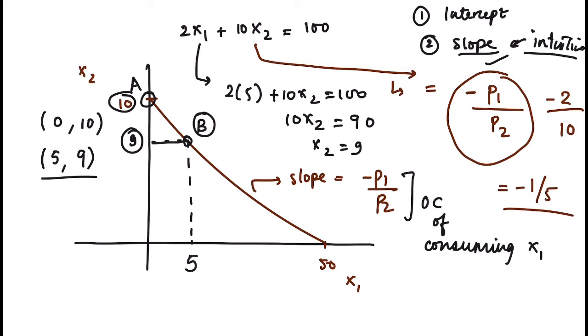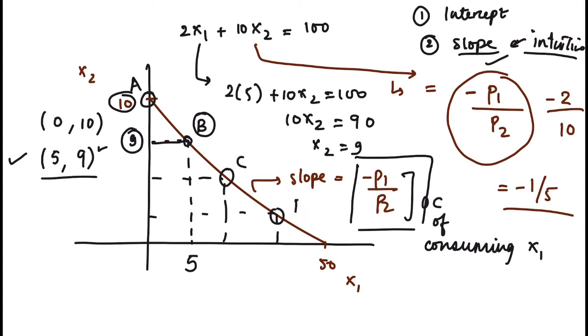So if you wanted to consume 1 more unit of x1, you would have to give up 1/5 unit of x2, which is why when you want to consume 5 units of x1, you have to give up 1 unit of x2. It actually is the opportunity cost. So as we move down further and further, that is when we keep on increasing our consumption of x1, we have to reduce our consumption of x2, and this reduction is represented by the slope.